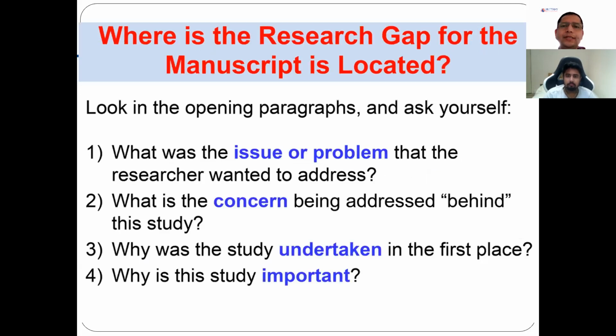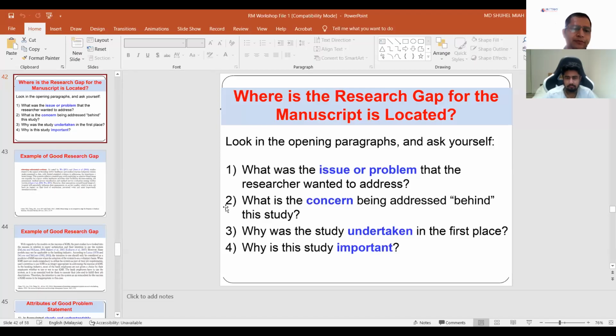Now, where is the research gap located in a manuscript? I mean, if you read a journal or article, how to find out the research gap? You can look into the issues of the problem statement, or you can also look into the concern being addressed behind the study, and why was the study undertaken in the first place, and why this is important. So this is the answer you can look for in the article that you are reading. This is how you can identify some gaps. Now, let's look into some journals again and identify the gaps again. This is important for us.